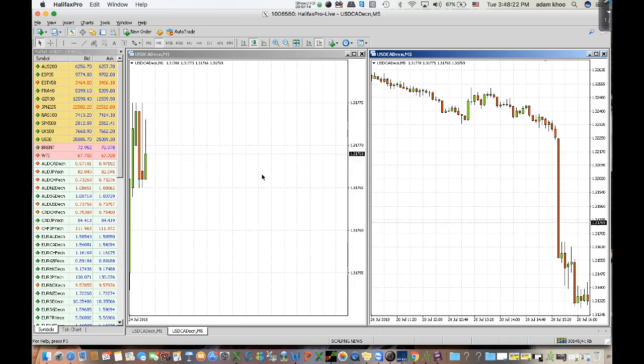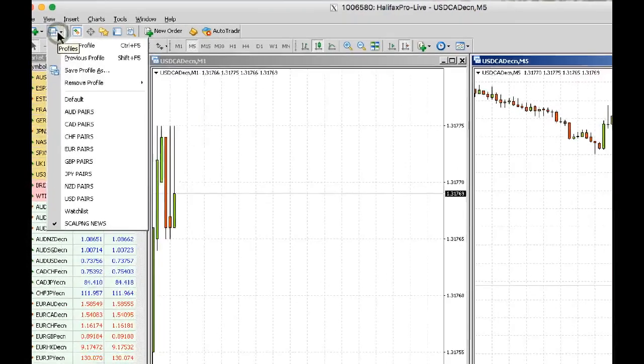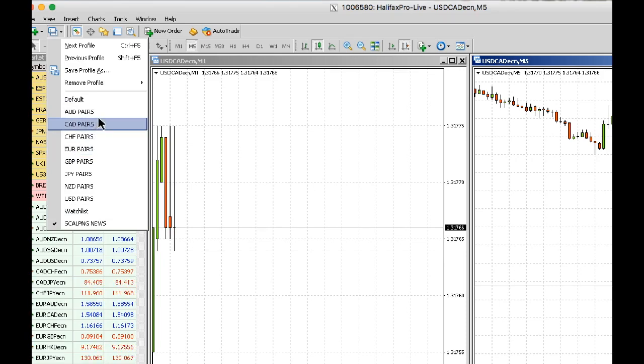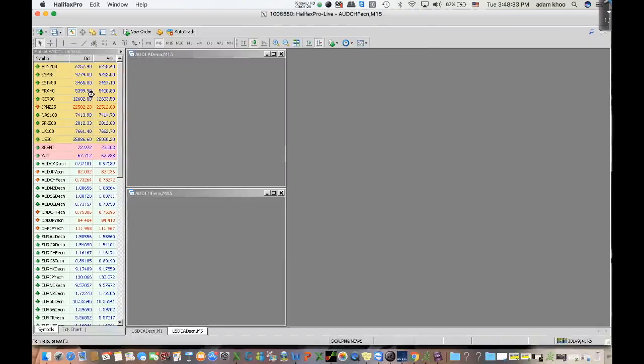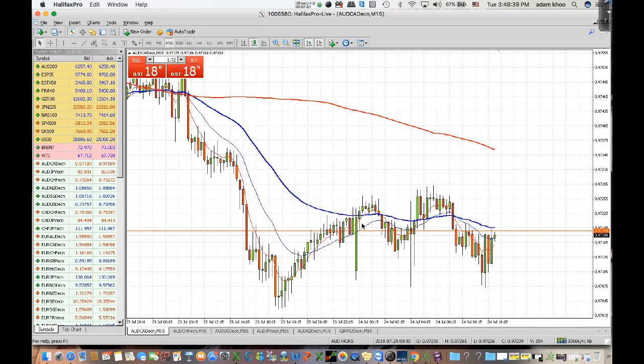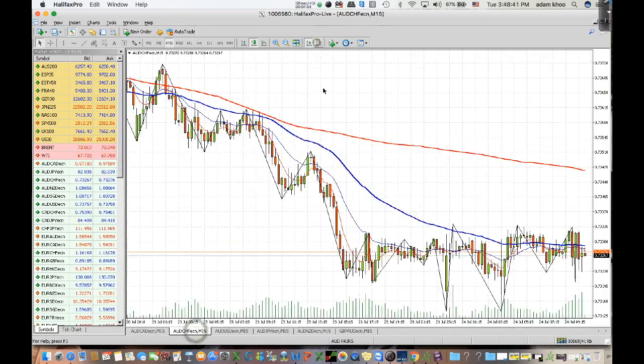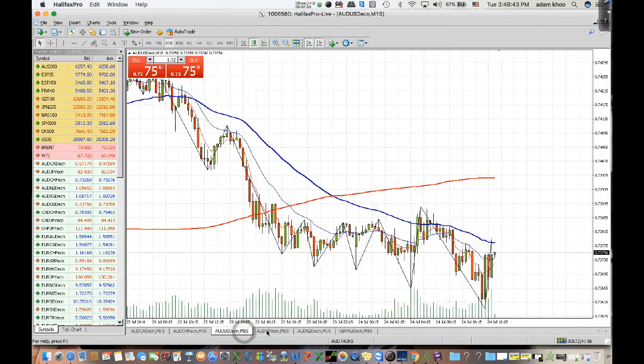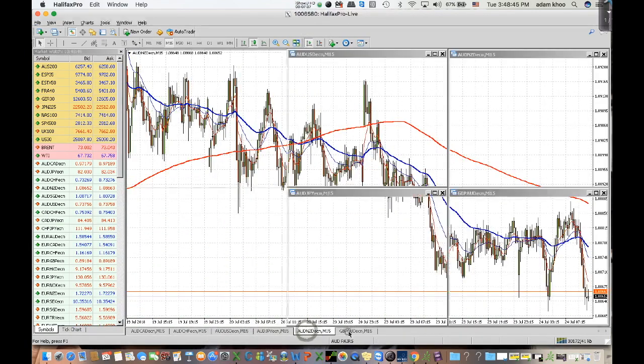Then, once I know the major news for the day, I'll look at all the different pairs to see, is there a trade setup? So first, I'm looking at my Aussie pairs. Click on Aussie pairs, and then I look one by one. Is there a trade setup? Is there a trade setup? Right, so that's how I scan the entire market.